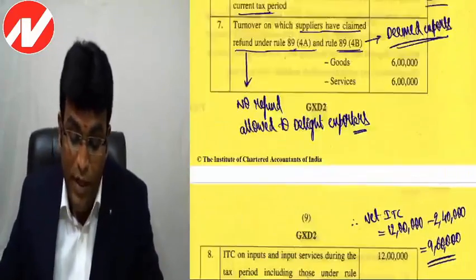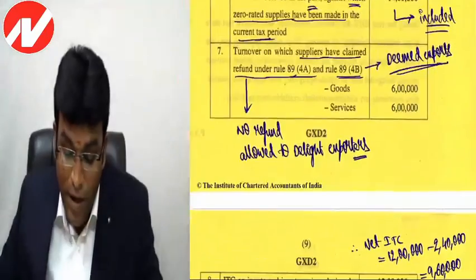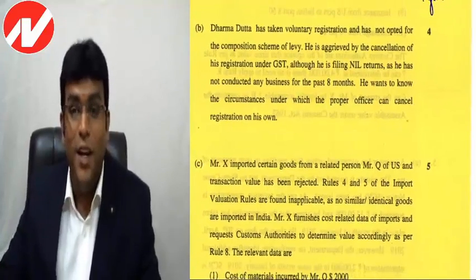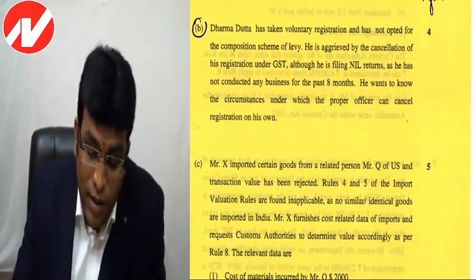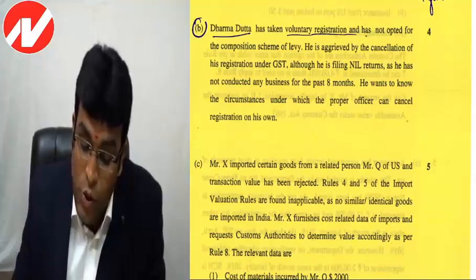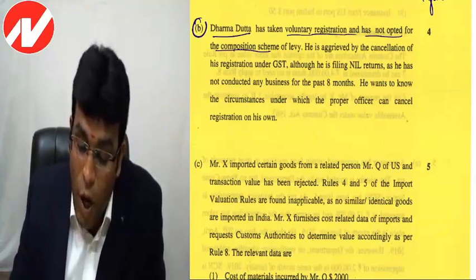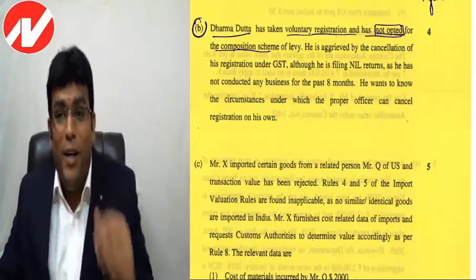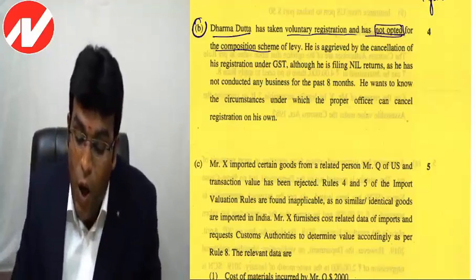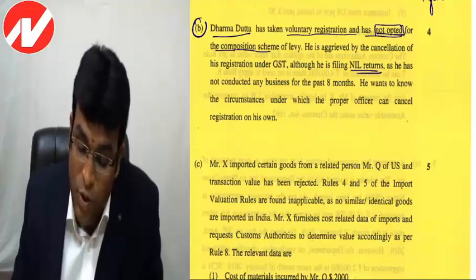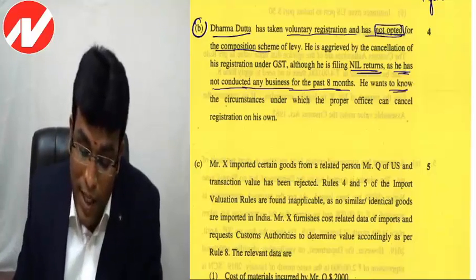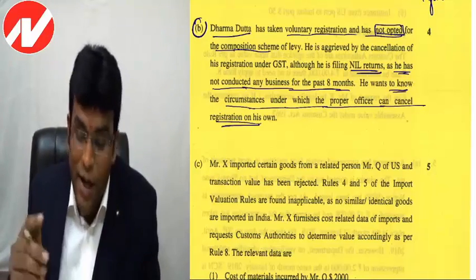So we are done with the fourth question, A bit. Now let's look at the fourth question, B bit, my dear friends. Concentrate. Look at that question. Dharmadatta has taken voluntary registration, and has not opted for composition levy. Not opted composition means he has taken normal registration. He is aggrieved by cancellation of his registration under GST, although he is filing nil returns as he has not conducted any business for the past 8 months. He wants to know the circumstances under which the PO can cancel registration on his own.